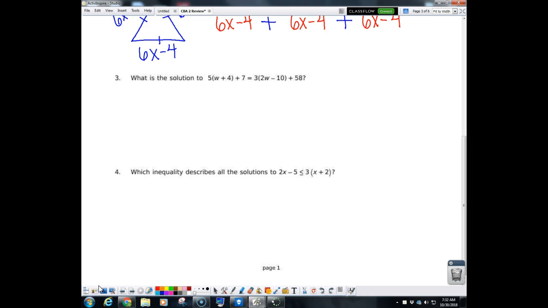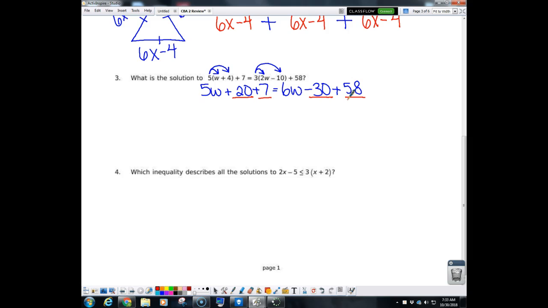Okay, number 3, what is a solution to this equation? Remember, if you're doing it by hand, you have to distribute, and then you have to combine your like terms. So this would end up being 5w plus 20 plus 7 equals 6w minus 30 plus 58. And then you would combine your like terms. Here are the constant terms, and on this side it's also constant terms. And you would keep on going.